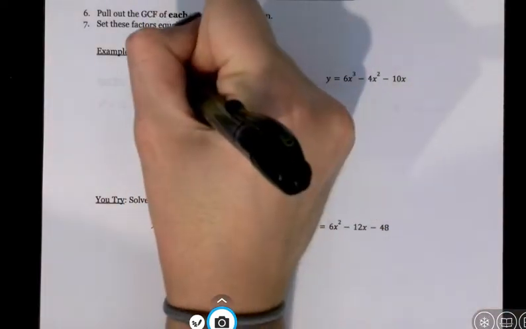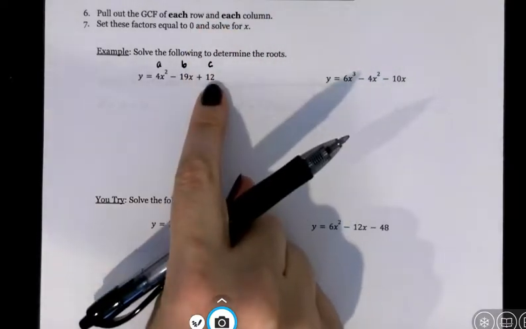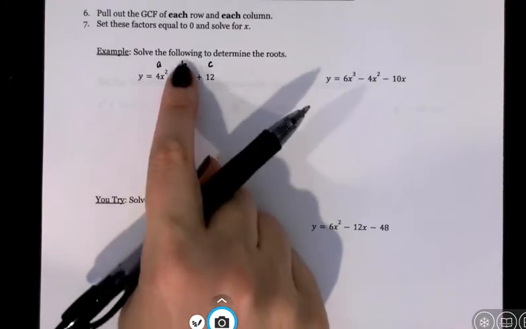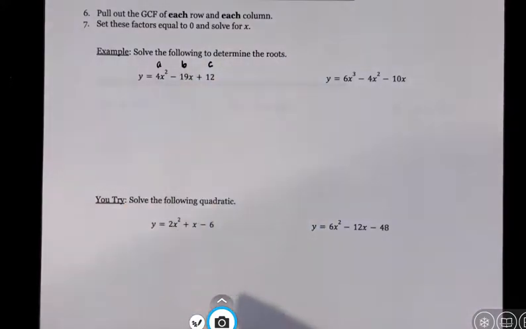and I'm going to label them here. So a, b, and c. C is always my constant. A is the term in front of my variable being squared, and then b is the coefficient in front of the variable raised to a power of 1.